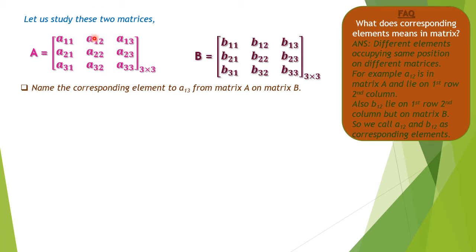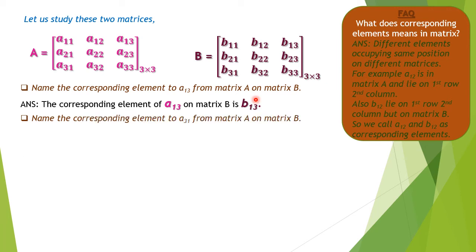Now for A12 it's B12, and for A13 it's B13. So our answer will be: the corresponding element of A13 on matrix B is B13. A13 is first row, third column, and B13 is first row, third column. They are in two different matrices, but they occupy the same position. Another question: name the corresponding element. The answer is the corresponding element of A31 on matrix B is B31. Third row, first column, third row, first column. The position is the same, the location is the same.